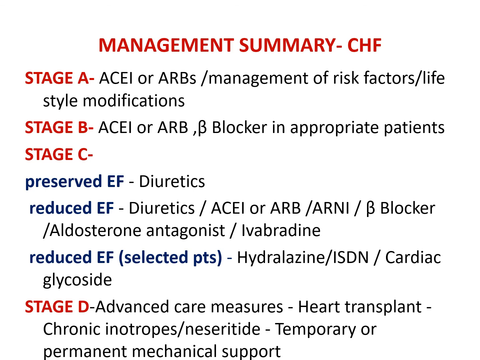And when the ejection fraction is reduced, less than 45, you can give diuretics in combination with ACE inhibitors or ARBs, ARNIs, beta blockers, aldosterone antagonists, ivabradine. So combinations can be used. And in reduced ejection fraction, in selected patients, you can give hydralazine, nitrates, and cardiac glycosides. In stage D, which is refractory heart failure, you can go for advanced care measures like heart transplant, chronic inotropes, nesiritide, and temporary or permanent mechanical support.